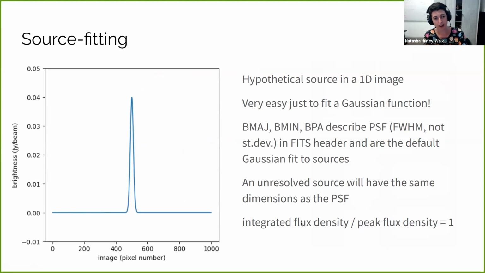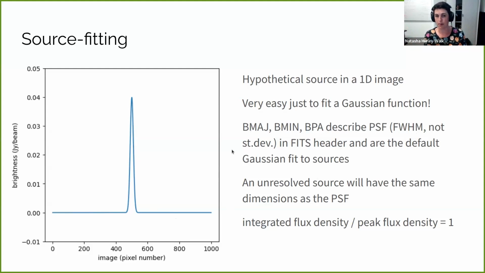So I did some quick little Python examples of what source fitting would look like in a perfect universe, and then I'm going to make it steadily less perfect. Here we have a hypothetical Gaussian source in a 1D image. All of the instrumental effects have been taken out. There's no noise. Great. This is very easy. We just fit a 1D Gaussian. In the header of your FITS image, there will be some values called BMAJ, the major axis, BMIN, the minor axis, and BPA, the position angle of that 2D Gaussian that describes the PSF.